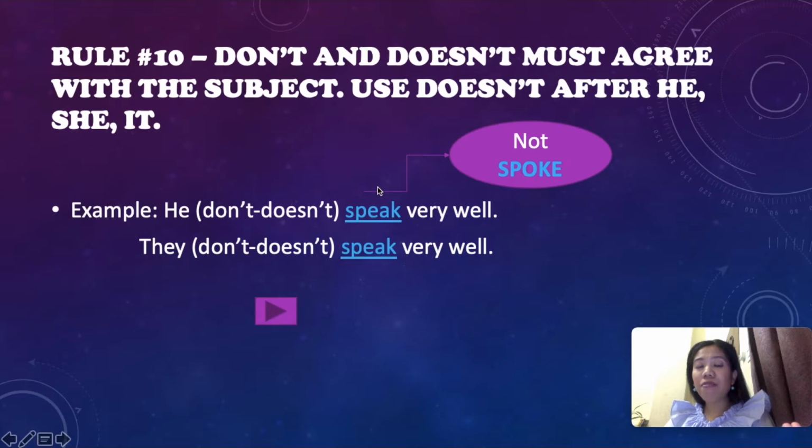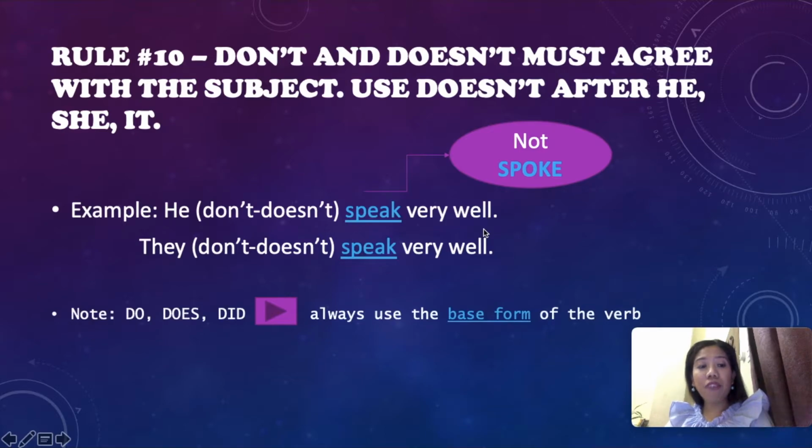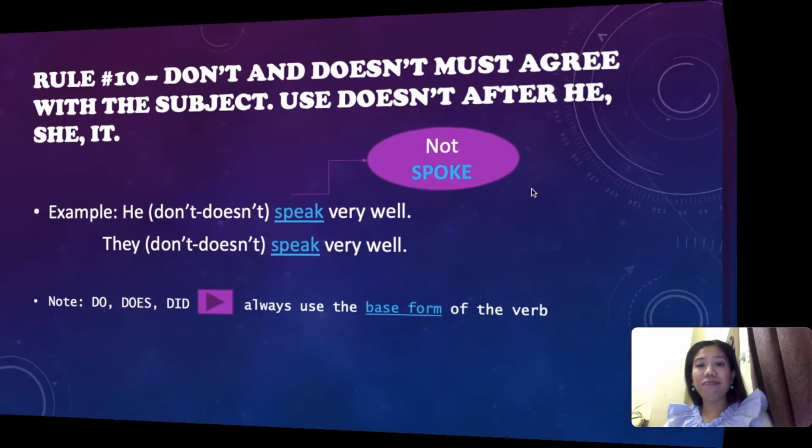Why do we have a base form here? So it will not change. We always have to have the base form of the verb. Note: do, does, did always use the base form of the verb. So no speaks, not even spoke. Okay?